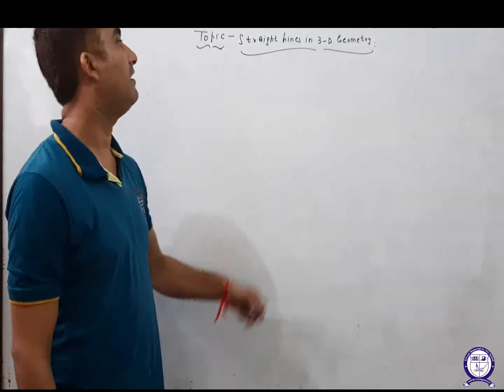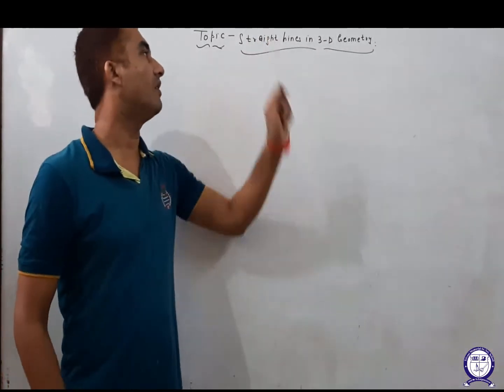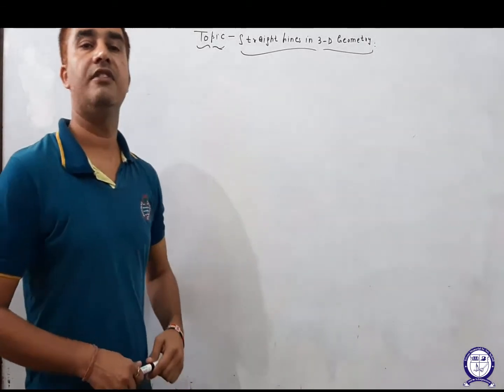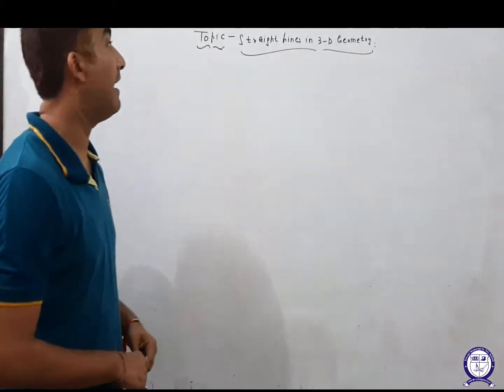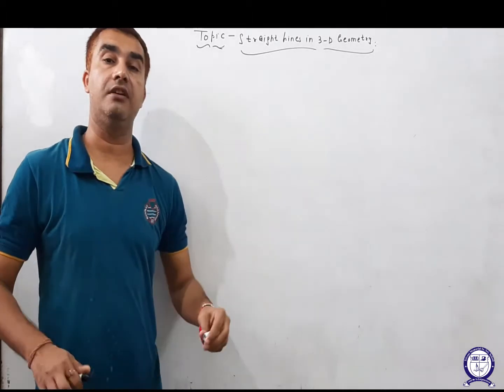Today our topic is straight lines in three-dimensional geometry. That straight lines we have earlier studied in class 11th but in Cartesian form. Now we will study it in three-dimensional geometry in terms of vectors. Your straight lines is totally defined in terms of direction ratio or direction cosines.